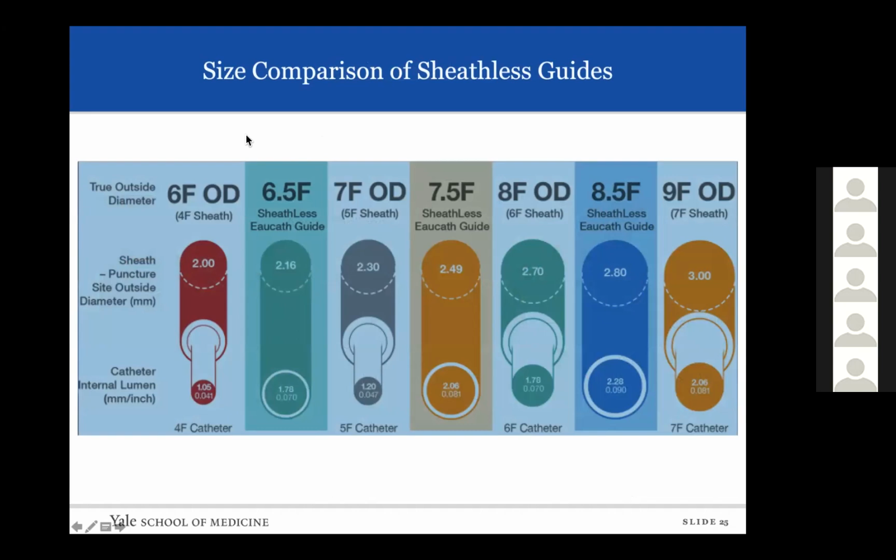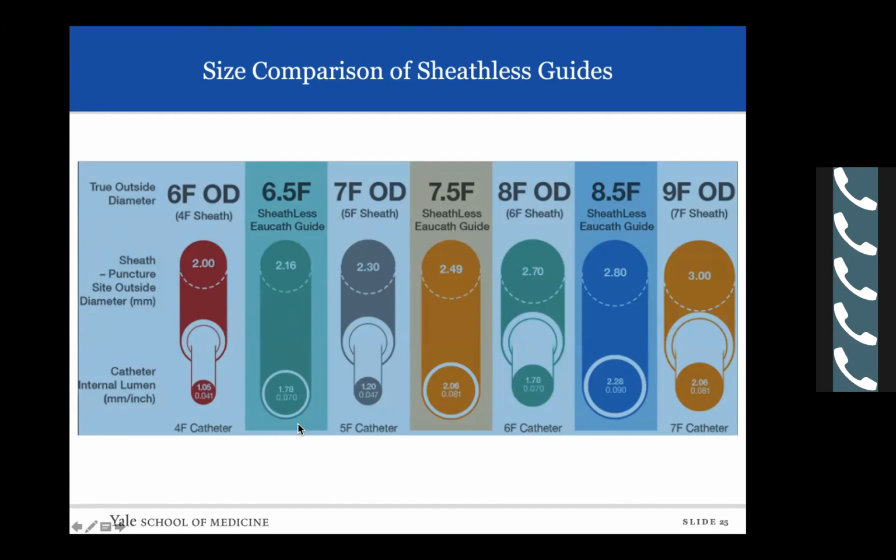This is a comparison of the sheathless guides. We have the OCATH at Yale. So the key point here is that the 6.5 French OCATH guide has the same outer diameter as basically a 5 French sheath, which they should have put here. But the ID is 070, which is pretty large.